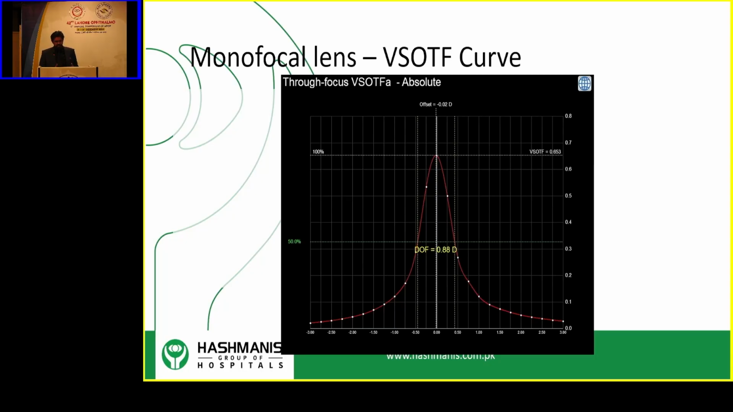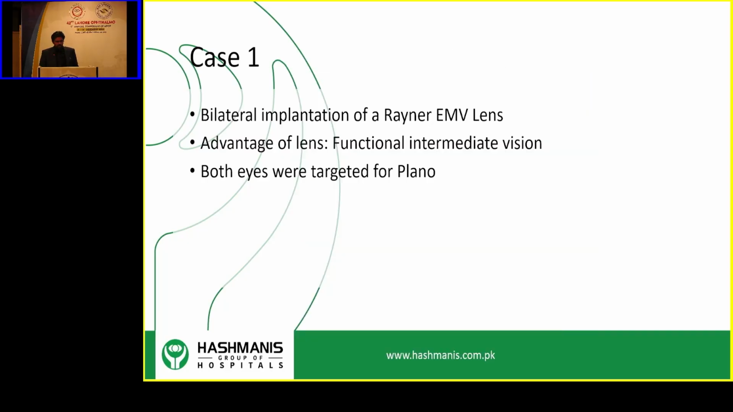Based on all of this data, the iTrace can then produce something called the VSOTF curve, which is thought to represent something similar to the depth of focus curve. And the difference is that this takes seconds, and the depth of focus takes several minutes, or 10 to 15 to 30 minutes as well. So how do we use this?